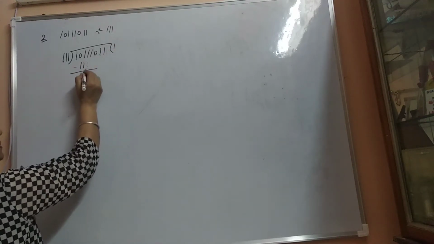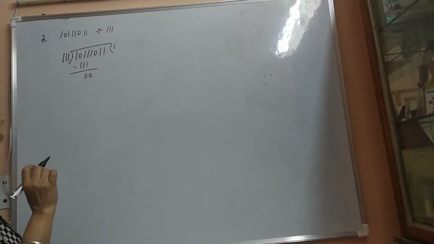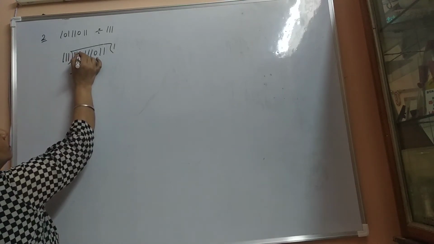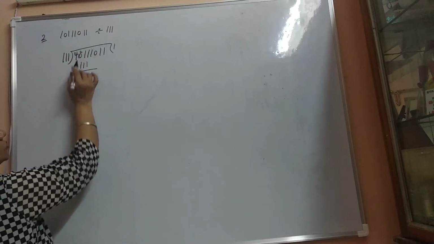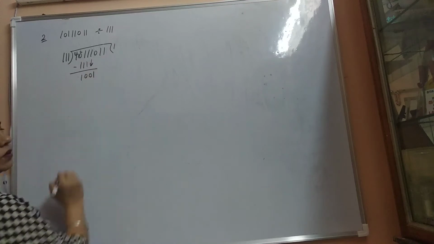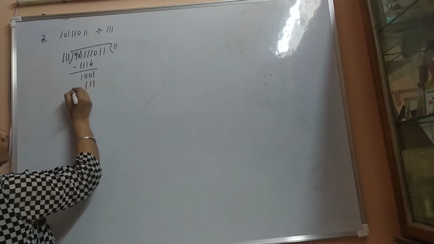Subtract: 1 minus 1 is 0, 1 minus 1 is 0. 0 minus 1 is 1 when we borrow 1 from the next left column. So this becomes 0 and this becomes 2. 1, 0 becomes 2, and 2 minus 1 is 1. Correct? So I take 1 down. With 1 down, again it is 1 1 0 and 1 1 1.